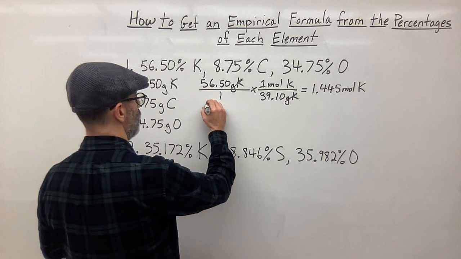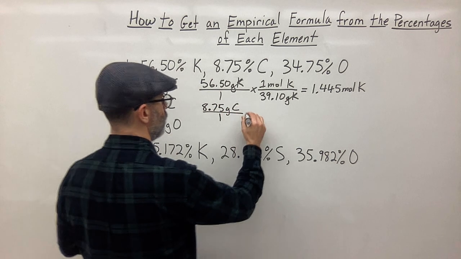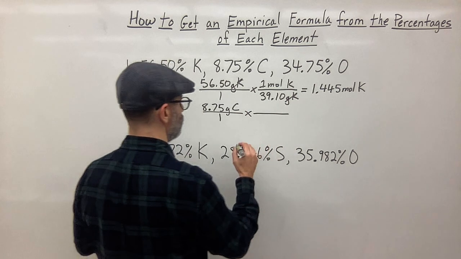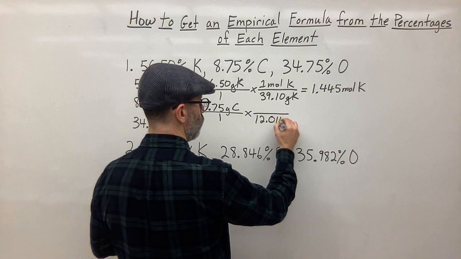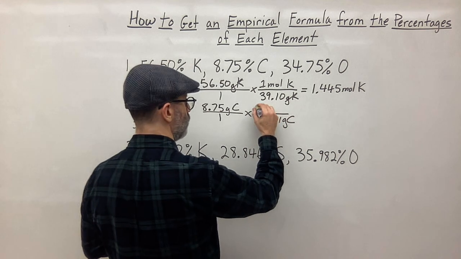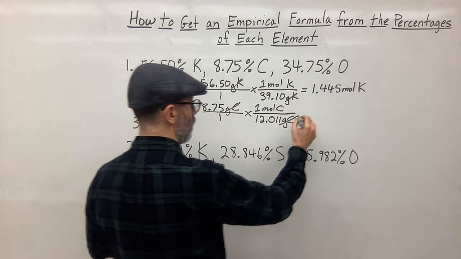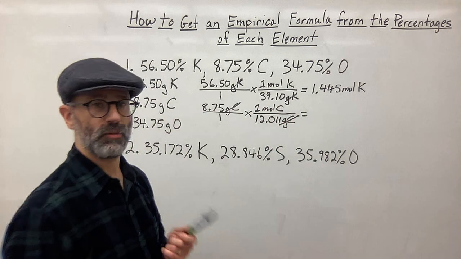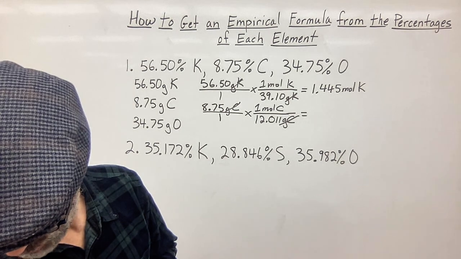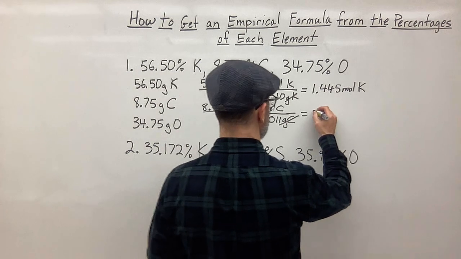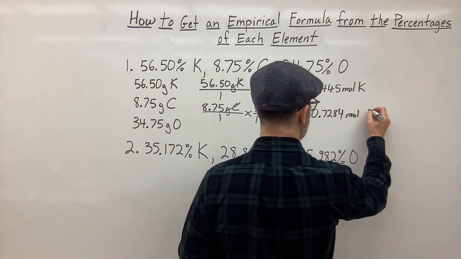And then we do the same thing with carbon. We take our 8.75 grams of carbon over 1 and multiply that by the molar mass of carbon, which is 12.011 grams: 12.011 grams of carbon on the bottom, 1 mole of carbon on top. So grams of carbon cancel out. We calculate the moles of carbon, and we get 0.7284 moles of carbon.